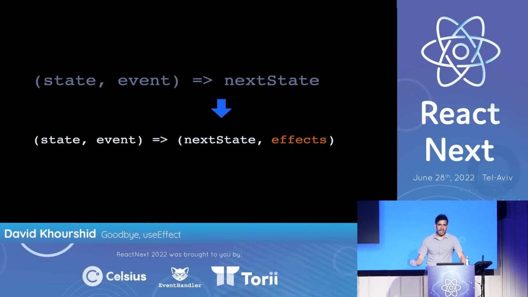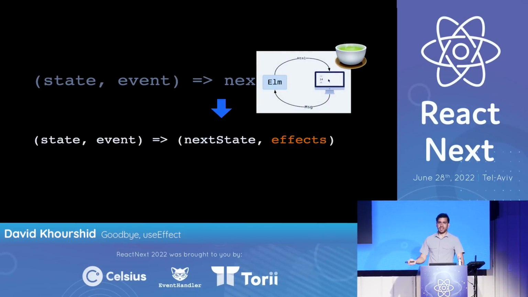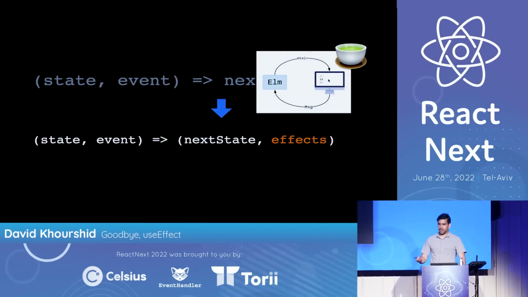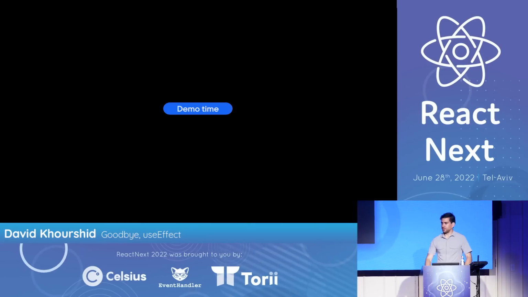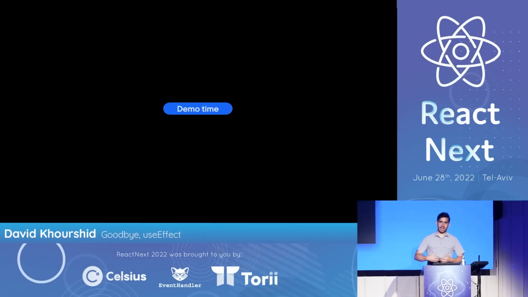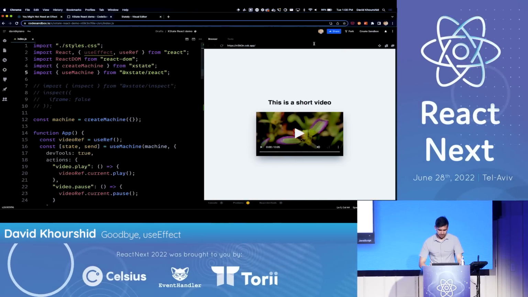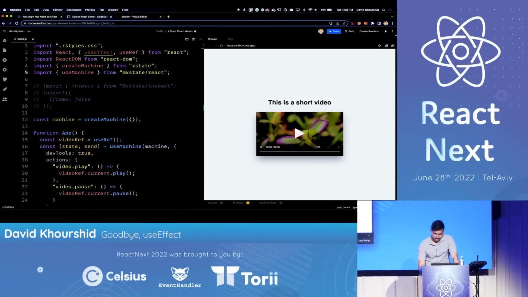Now, if you know Haskell or functional programming, you might actually recognize this as the Elm architecture or some other things. So I'm going to show you a demo and just give you an idea of exactly how this works and how effects can actually be part of state transitions. So let's say that you have an example app.